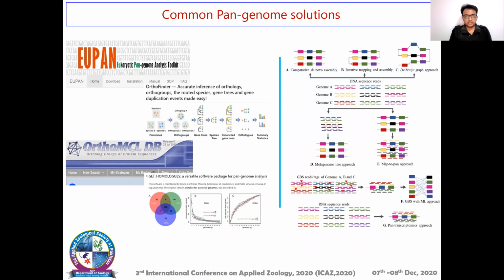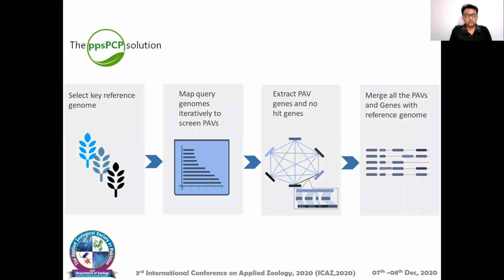A couple of pan-genomic solutions were available for eukaryotic pan-genomes, but none of them was able to give a fully annotated pan-genome, and they have other limitations. So keeping in mind their limitations, we developed a new protocol. In simple words, it consists of four basic steps. You need to select an already established reference genome.